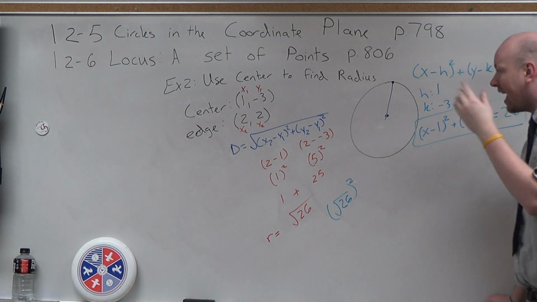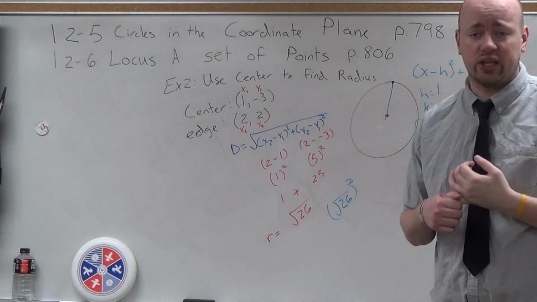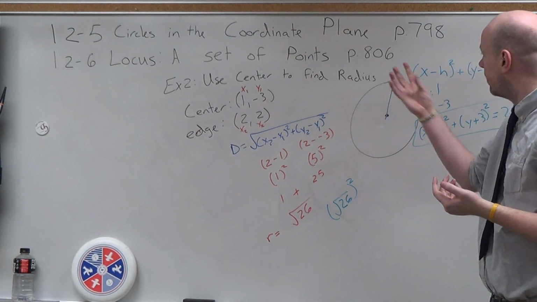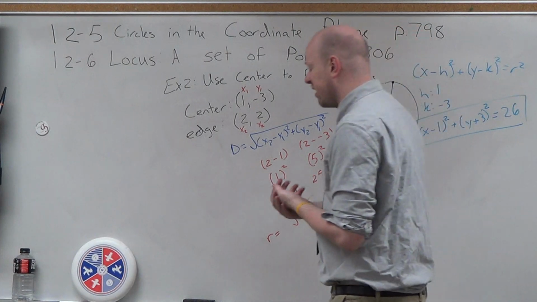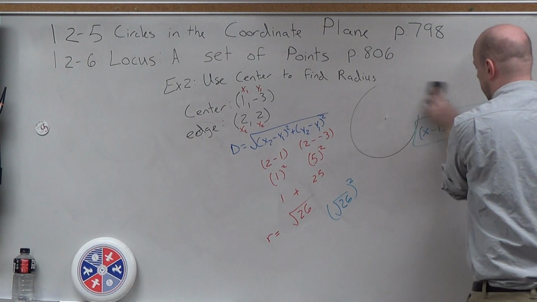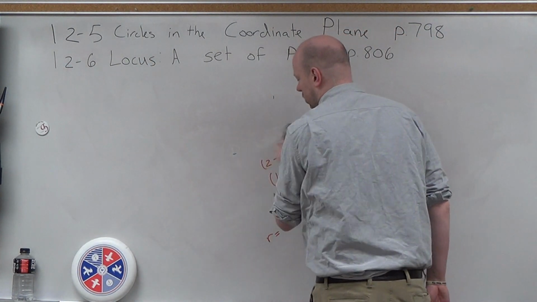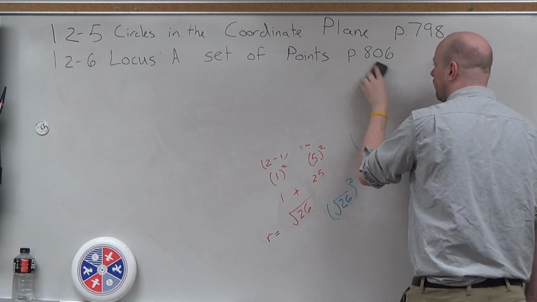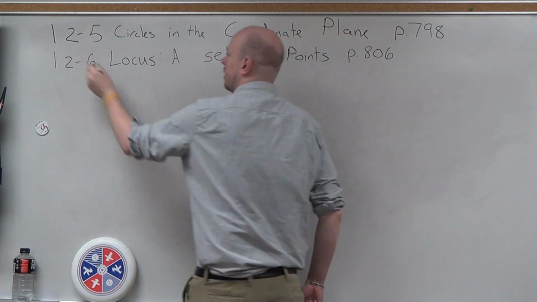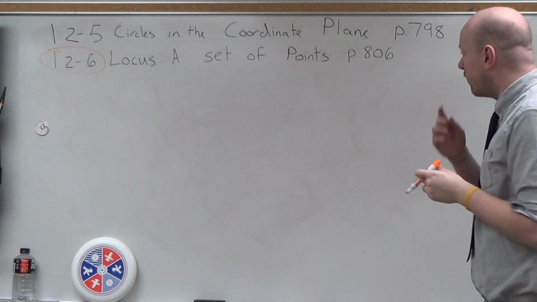And that's actually the end of 12-5. Okay, so now we're going to go right into 12-6, locus, a set of points. That's why I combined these two together, because 12-5 is short, and so is 12-6. And we're back into another section where we have a new vocabulary term. If you're skipping around, no, we're in 12-6 now.